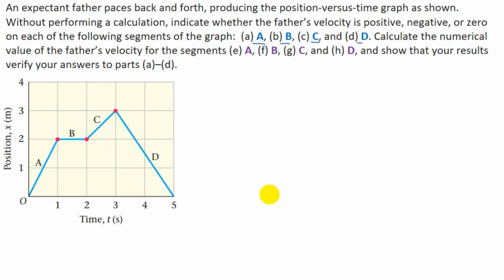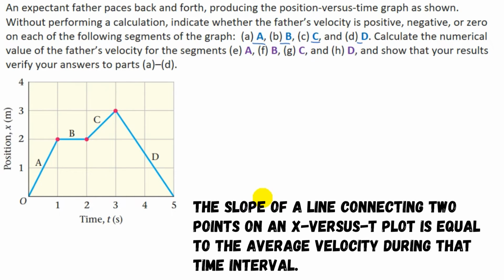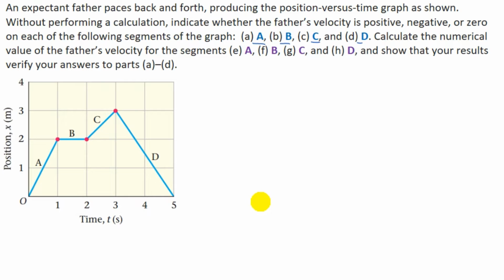Now the concept that we're going to use here is that the slope of a line on an x-t graph, that is a position versus time graph, will tell you the velocity of the person or object for that time interval. For segment A, the slope of this line will tell you the velocity of the father. If the slope is positive, then the father's velocity is positive. If the slope is zero, then the velocity is zero, and similarly if the slope is negative, the velocity would be negative. Here this slope would be positive for segment A.